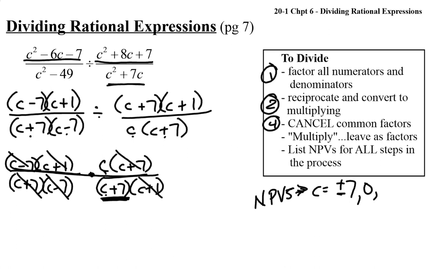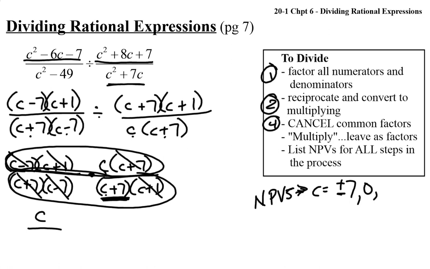So what am I left with in my numerator? C. What am I left with in my denominator? All I have left is a C plus 7. So there, need those equal signs. Mentioned it last lesson, I keep forgetting. C over C plus 7.